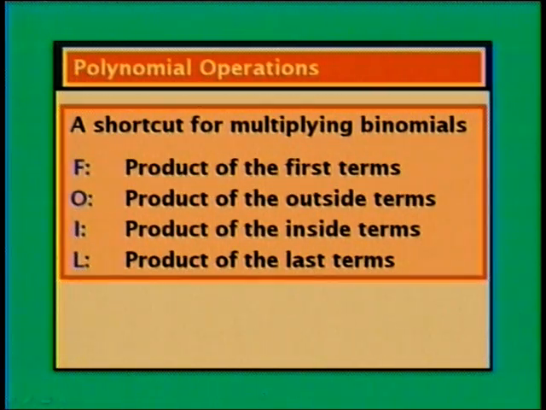We had a shortcut for one special polynomial multiplication. That's the multiplication of 2 binomials. And the shortcut is abbreviated FOIL. We take the product of the first terms, we add the product of the outside terms, we add the product of the inside terms, and we finish up by adding the product of the last terms.